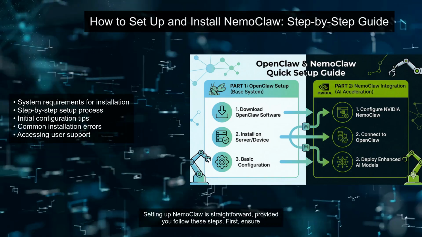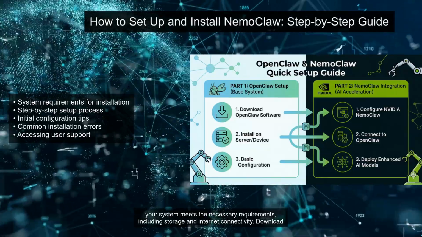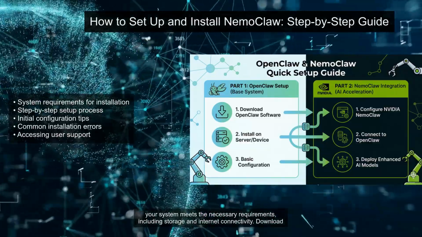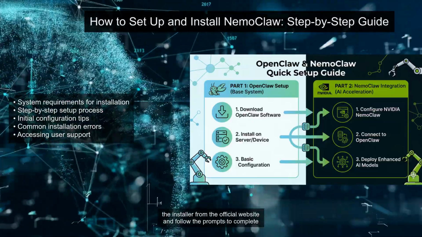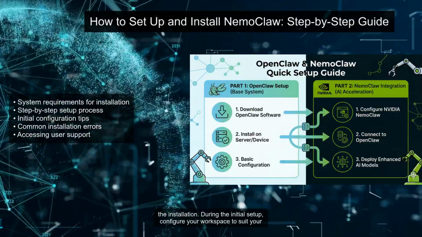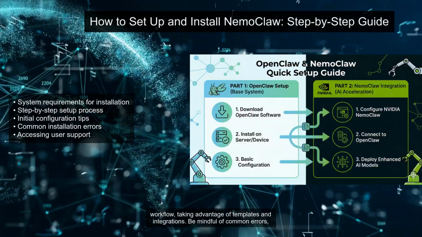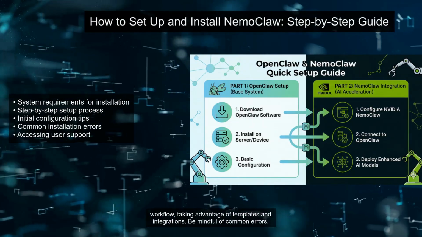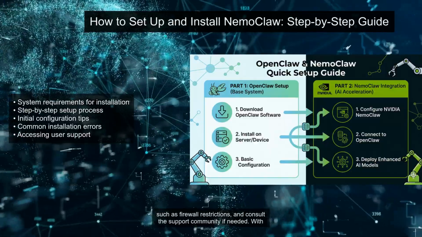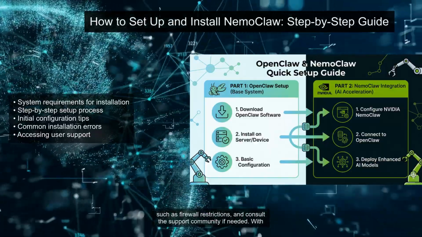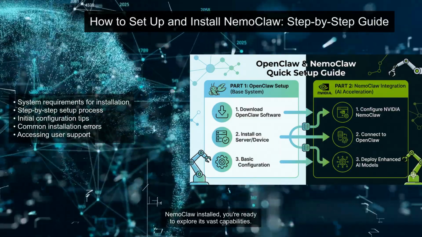Setting up NemoClaw is straightforward, provided you follow these steps. First, ensure your system meets the necessary requirements, including storage and internet connectivity. Download the installer from the official website and follow the prompts to complete the installation. During the initial setup, configure your workspace to suit your workflow, taking advantage of templates and integrations. Be mindful of common errors, such as firewall restrictions, and consult the support community if needed. With NemoClaw installed, you're ready to explore its vast capabilities.